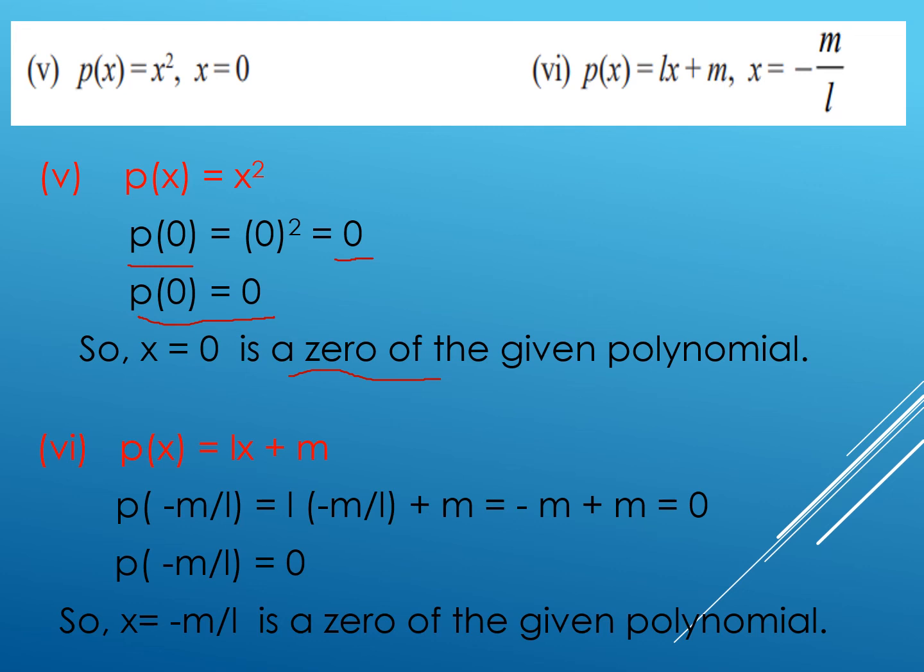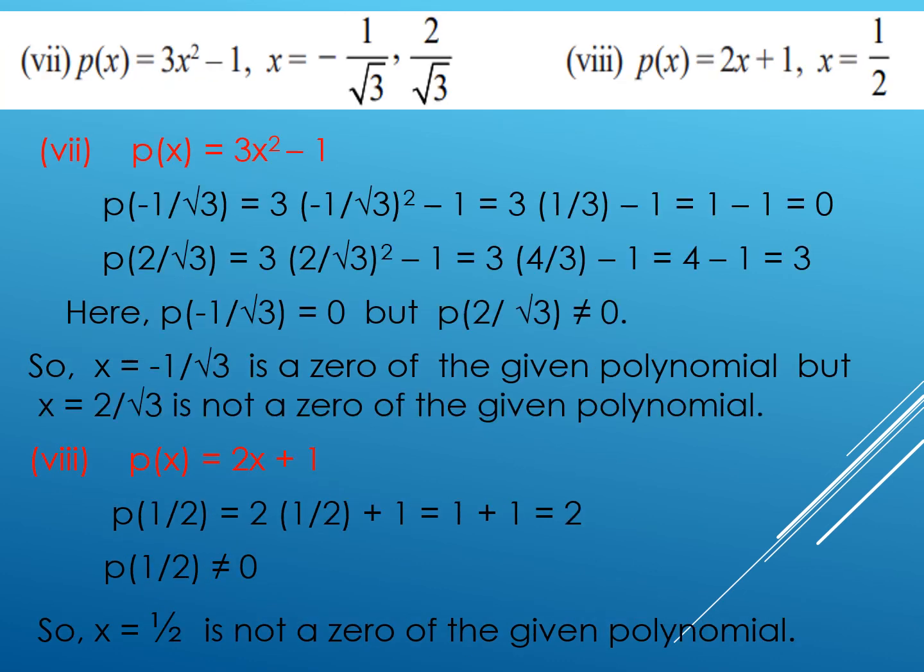Now sixth part, p(x) is equal to lx plus m. And in this case also the value of the variable is x is equal to minus m upon l. Now we will put the value of the variable as minus m upon l. We are getting p(minus m upon l) is equal to l multiplied by minus m upon l plus m. After solving we are getting 0. So p(minus m upon l) is equal to 0. That means x is equal to minus m upon l is a zero of the given polynomial.